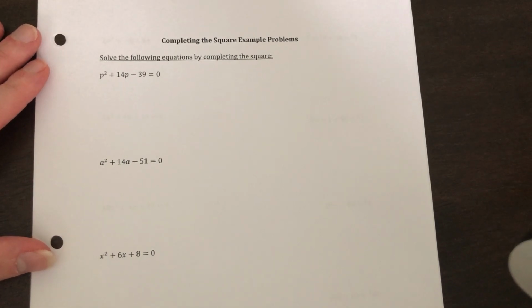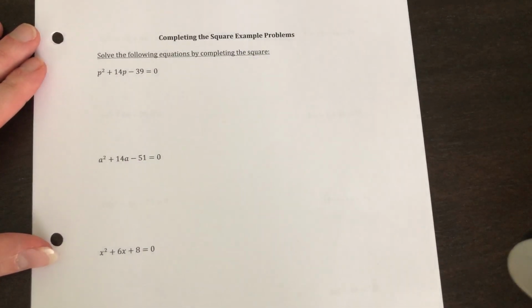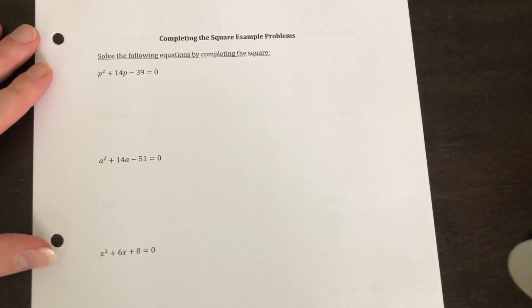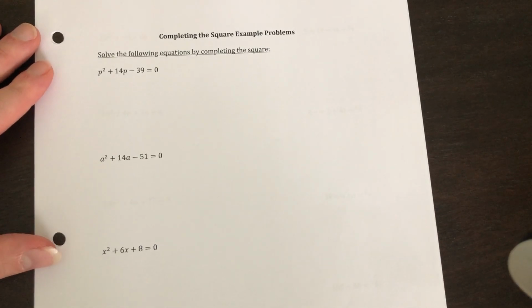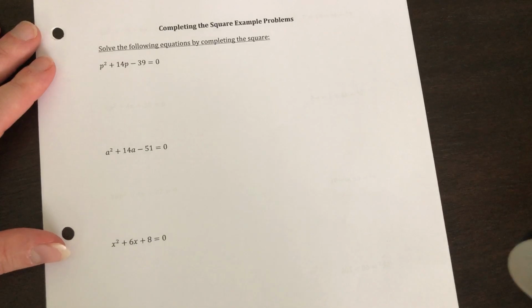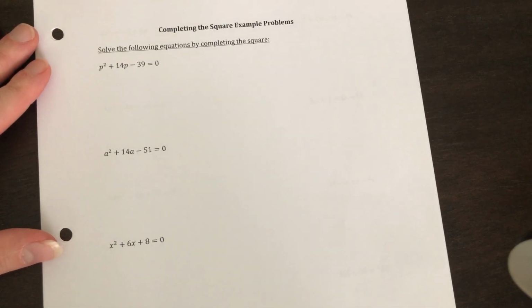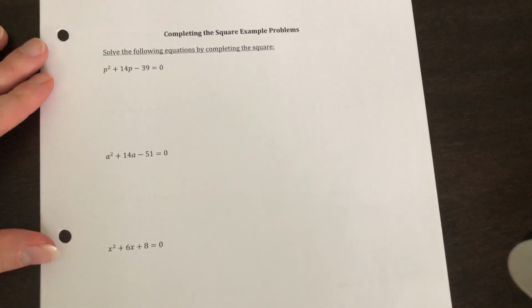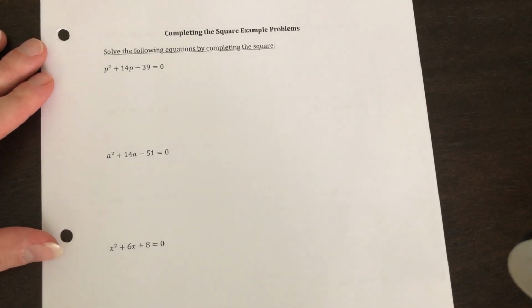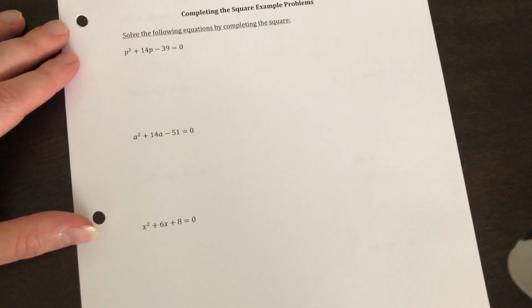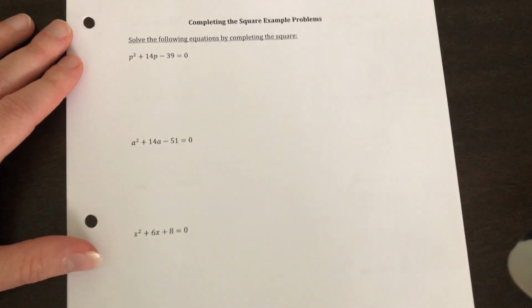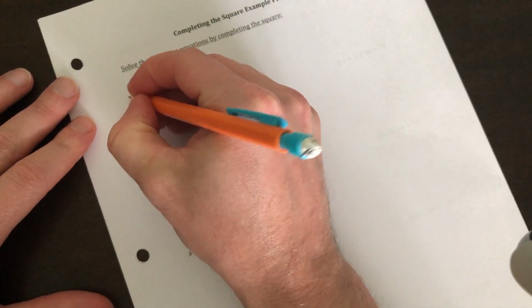Okay guys, so this is going to be completing the square example problems. What we're going to do is solve the following equations by completing the square. Completing the square is super important for when we start trying to analyze parabolas and their vertex as well as circles. Okay, so the next couple lessons we're going to be going through and using completing the square a lot.